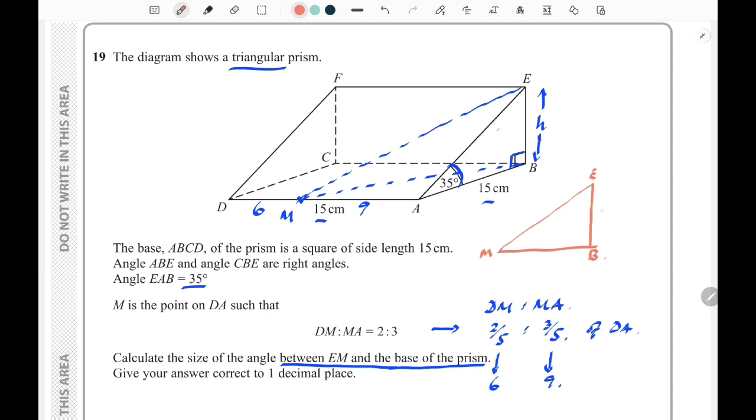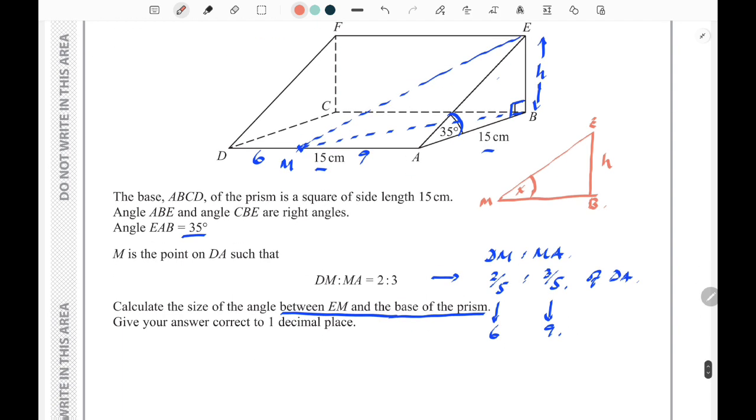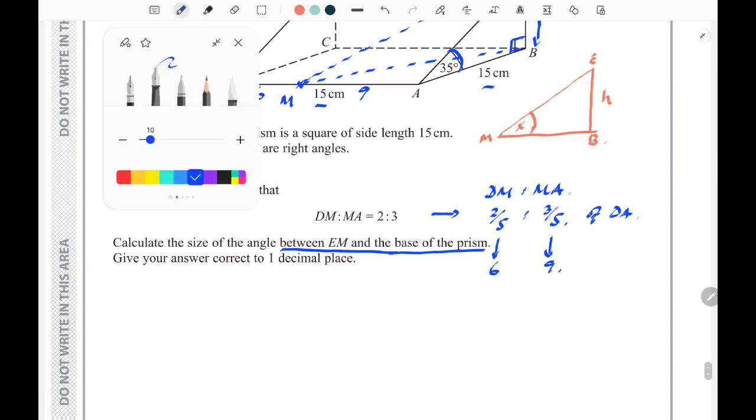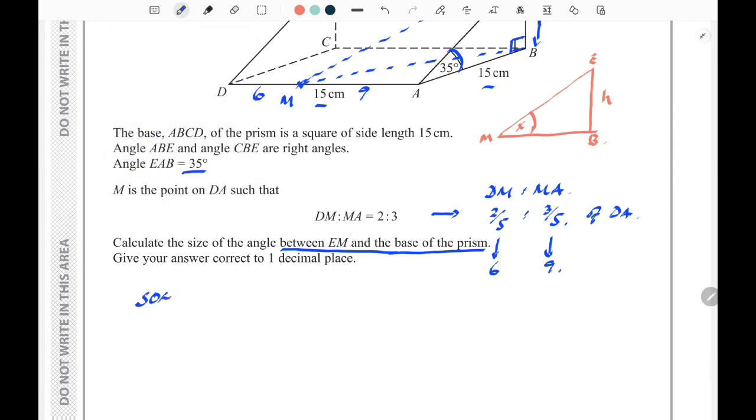Okay? Now, EB, as we said, is H. All right? We now need to work out some other bit, like, for example, the base or something like that, because we want this angle X. All right? Okay, how are we going to go about this? First thing we're going to do, we're going to use the side face to work out the value of H, all right? And that again is going to be SOHCAHTOA.